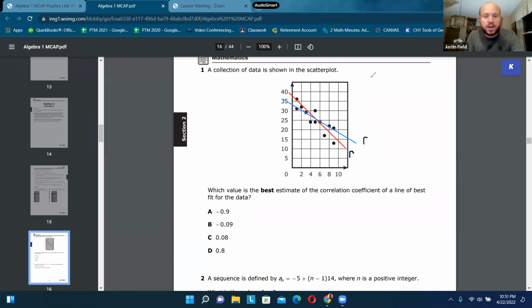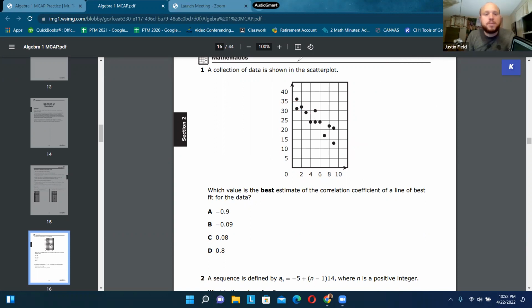Correlation coefficient is a number between -1 and 1. So it's a decimal, like 0.8, 0.7. It's called the correlation coefficient, and it shows how well that line of best fit is. Okay, so what we need to do is calculate it, and we use our calculator to calculate it.